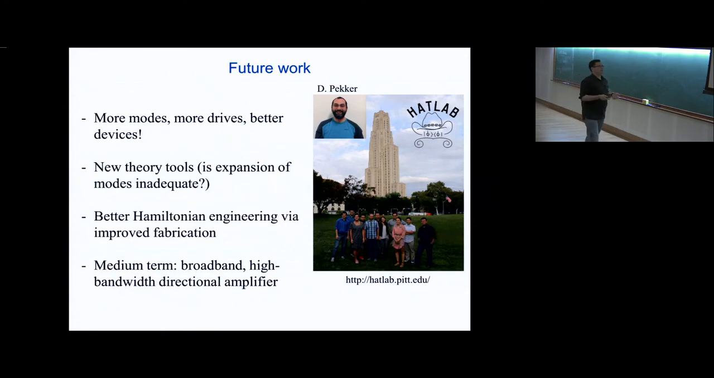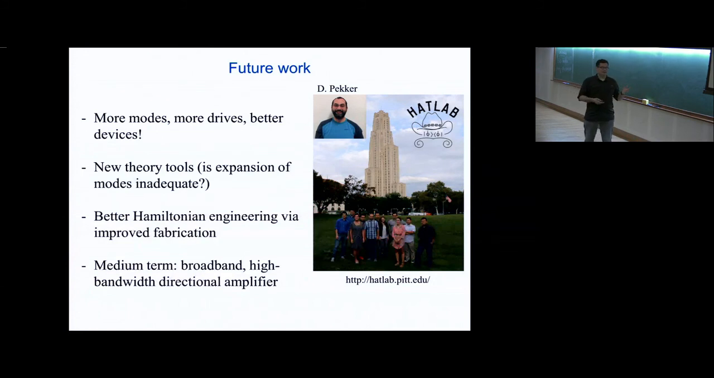One of the big challenges is that we need new theory tools. Again, we don't know what all devices are out there. We don't know the optimum trade-off between how much hardware, how much pump. We don't know what Hamiltonians are benevolent and what are bad for us. One of the fears that David Pekker, who is working with us in collaboration also at Pittsburgh, has is that maybe this idea of expanding in terms of a Taylor expansion of harmonic oscillator terms, 2nd order, 3rd order, 4th order, is not good.